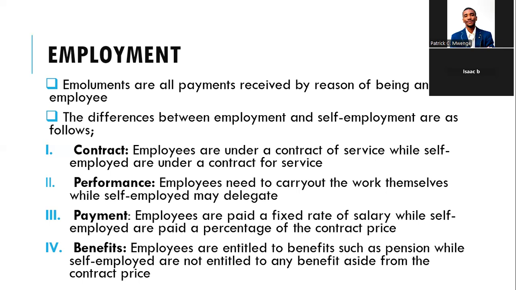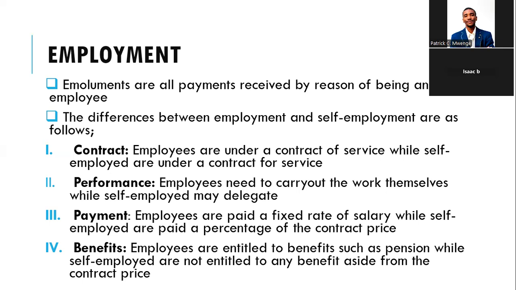Then three, payment. Employees are paid a fixed rate of salary, while self-employed are paid a percentage of the contract. So for employees, you get a job, and you're given a fixed rate of salary that you need to be paid at the end of the month. But for self-employed individuals, you negotiate with the employer: how much am I going to pay you? Okay, this is the contract that I'm giving you. Out of that contract, I'm going to give you 10% of the earnings. Then you get into the contract, and that self-employed individual starts executing the job.